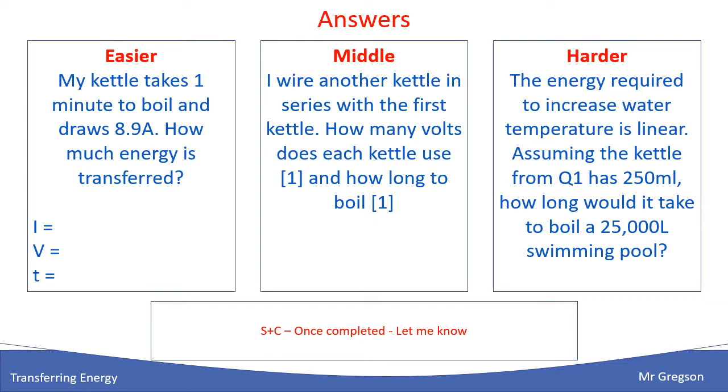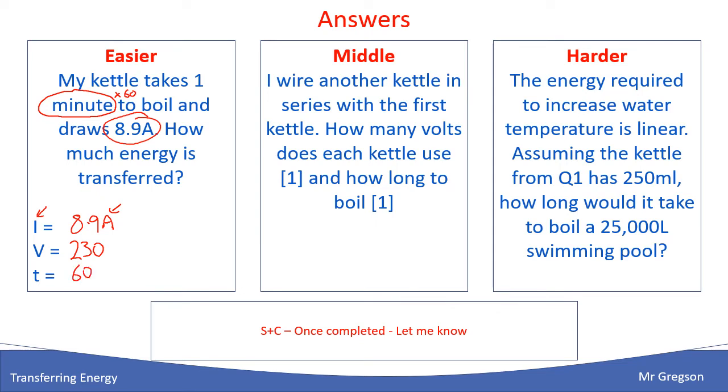So for number one, our easier one here, we're drawing 8.9 amps of current. Remember, this is current in the equation. This is our unit for current, amps. Okay, but we really just need to know the number, 8.9. Now our kettle is going to be plugged into our mains electricity, so we need to be able to remember that number. We're going to use 230 volts, and the time is in seconds. Now this is one of those lovely traps that they set for us. They give it to us in minutes, so to get it into seconds we need to times it by 60. 1 times 60 is 60.